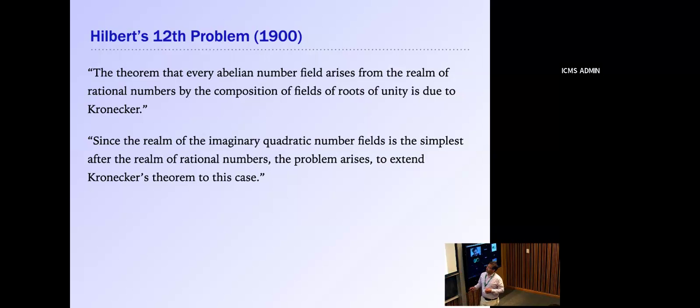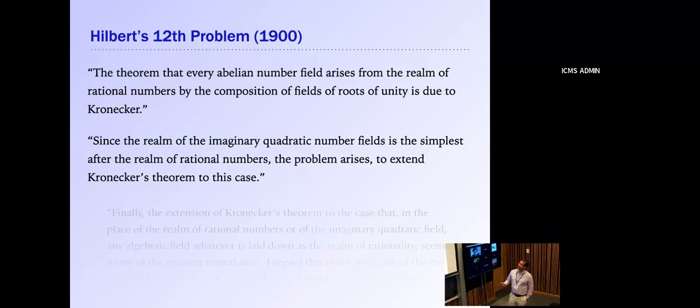Kronecker's Jugendtraum was to finish this case. Actually, it's somewhat mistaken in the literature. Some people think that Kronecker's Jugendtraum was to solve Hilbert's 12th problem for general number fields, but in fact, his dream was not as ambitious. It was just to do the quadratic imaginary case. Okay, and so that eventually did get done in the literature.